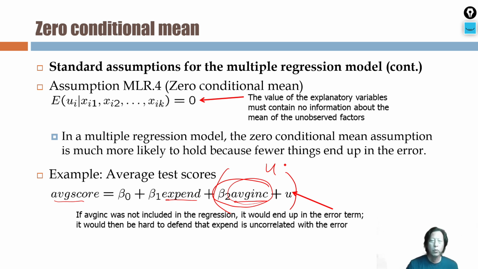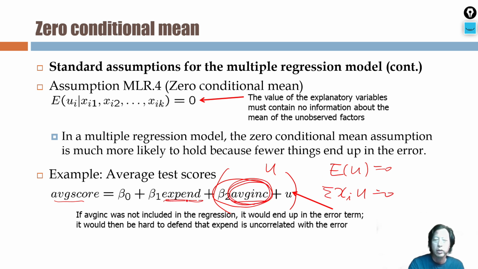In that case, why should U be zero? I mean, the expected value of U should be zero, because U should not be correlated. Actually, the correlation between X_i and U should be zero, but because the average income is correlated with the expenditure, it's going to be hard to defend the expenditure. It's uncorrelated with the error term.